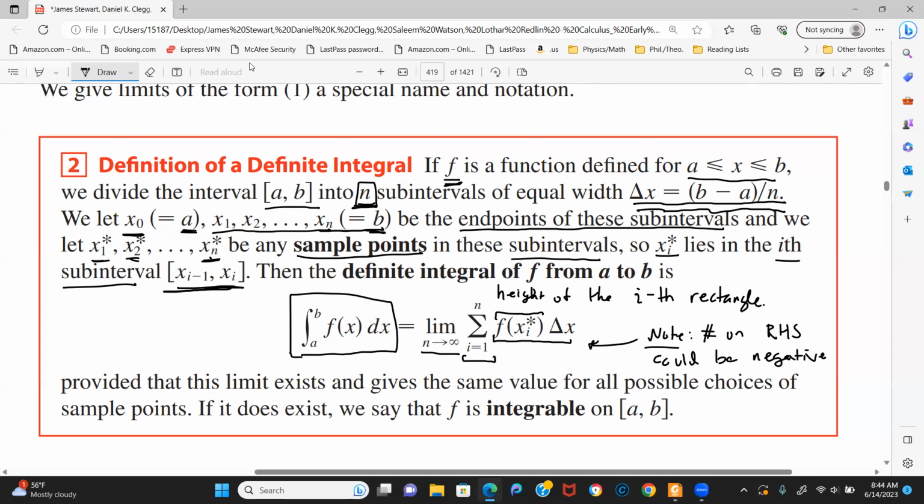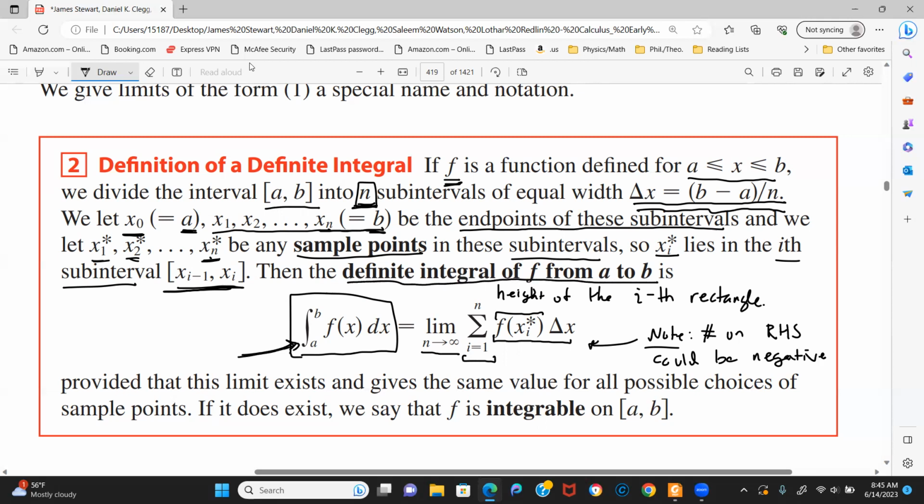So you get this number, and the integral, this thing on the left-hand side, is just defined to be this number. If the function is positive on the entire interval, that is just the area. It just gives you the area. But if it's not, it doesn't necessarily give you the area. And so this is the definite integral of f from a to b.